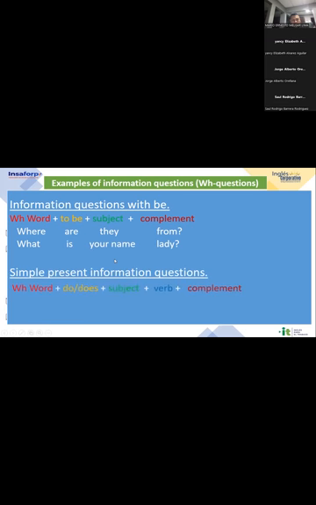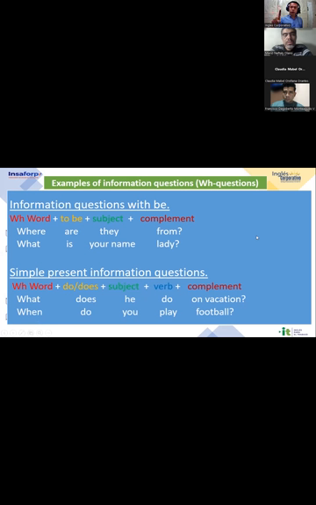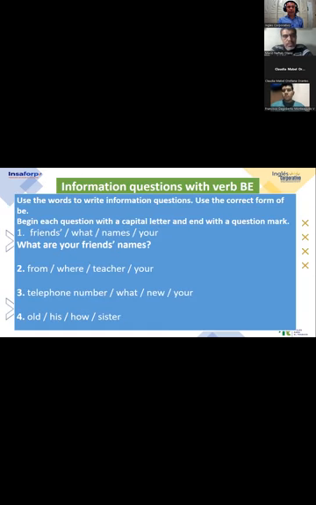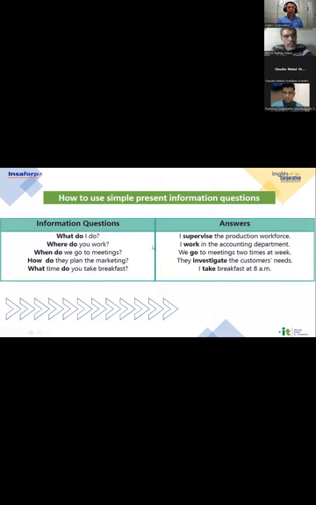Okay, but the most important part here is the information question or WH question with the simple present, right? And we have the formula, class, remember? WH word, auxiliary, subject, and verb. The only exception is when we use who as a subject, right? Remember, that's the only exception. Then, WH word, auxiliary, subject, and verb, right? I prefer to omit the verb to be.